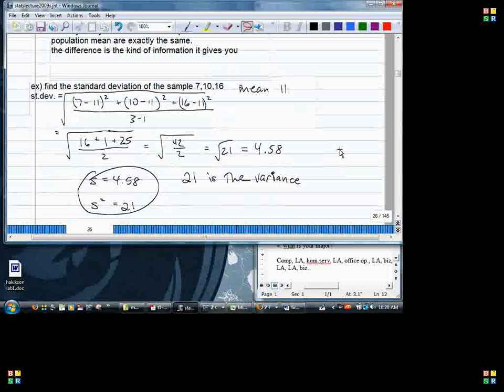Now, any questions on this? Okay, the long way to do it is to say the standard deviation is 4.58, so let's square that, and you would get 21. The really quick way is to look at our calculation. The thing that you take the square root of is the variance. So you can just pull that right out and say there's my variance.